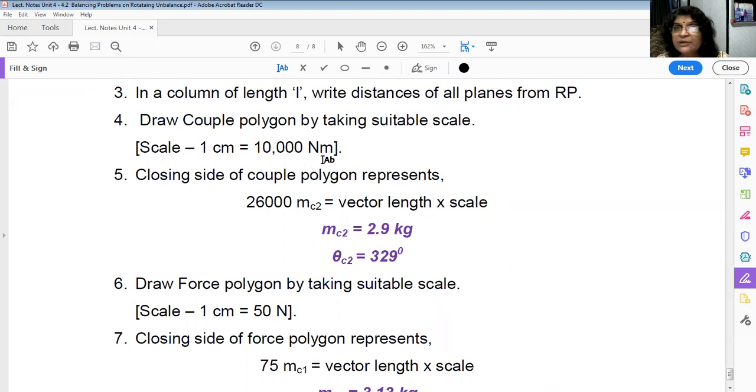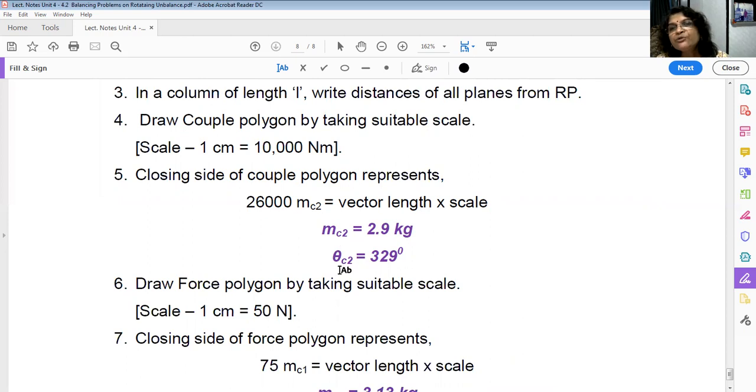Actually, our couple is in Newton meter. We have taken 1 centimeter equal to 10,000 Newton meter. So 26,000 MC2 is equal to the vector length, whatever you are getting, 4 centimeter, 5 centimeter, into the scale, that is 10,000. So the scale is known to you, the vector length is known to you, MC2 is unknown. Find out MC2. That we are getting 2.9 kg. Understood? So we got MC2.